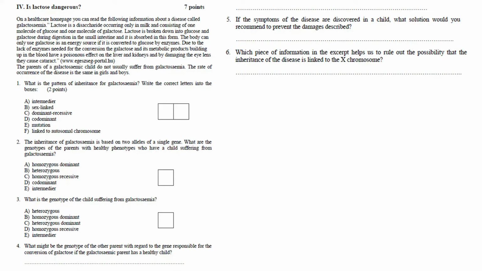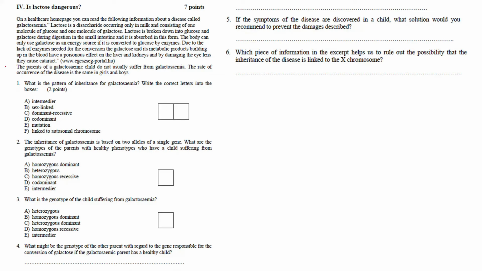Due to the lack of enzymes needed for the conversion, the galactose and its metabolic products building up in the blood have a poisonous effect on the liver and kidneys, and by damaging the eye lens, they cause cataract. The parents of a galactosemic child do not usually suffer from galactosemia. The rate of occurrence of the disease is the same in girls and boys. What is the pattern of the inheritance for galactosemia? Write the correct letters into the boxes.